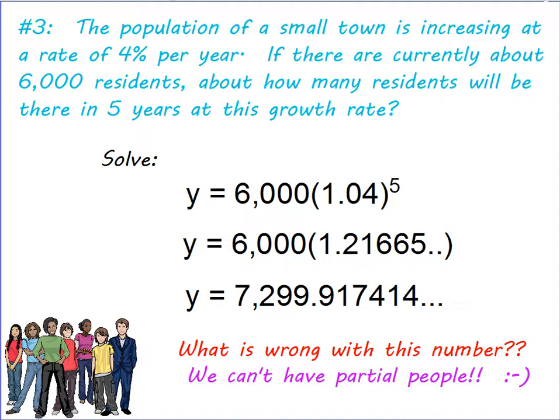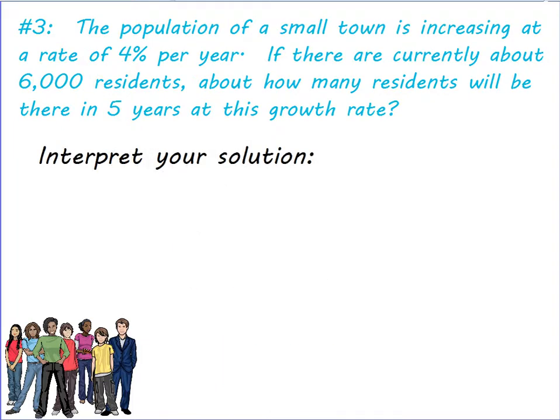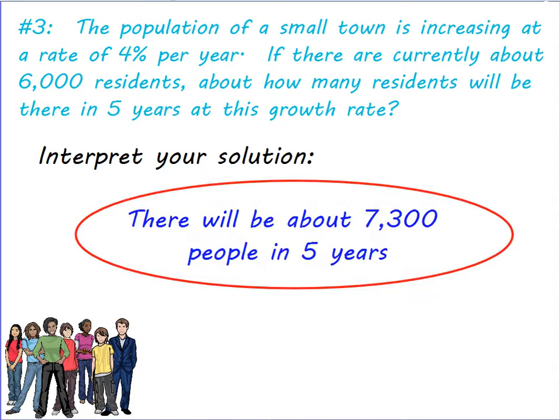So when you explain your answer, don't forget to look at the context. In this case, I'm going to round to the nearest whole person. And when I interpret my solution, say, there will be about 7,300 people in this town in 5 years.